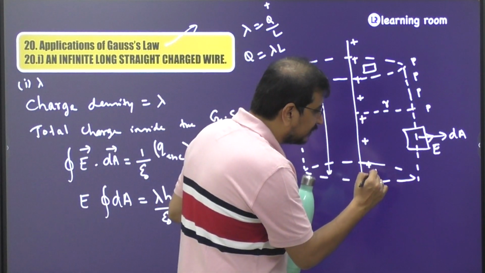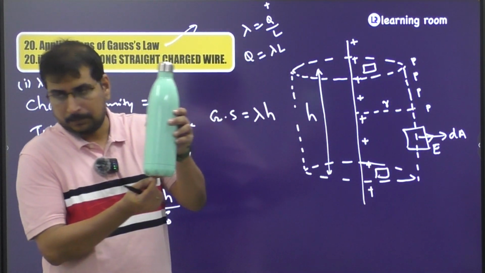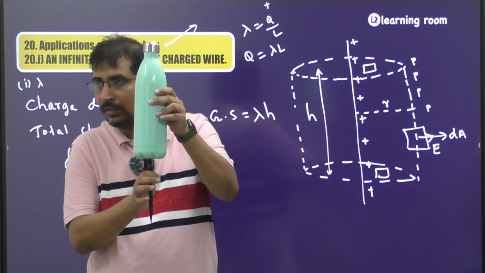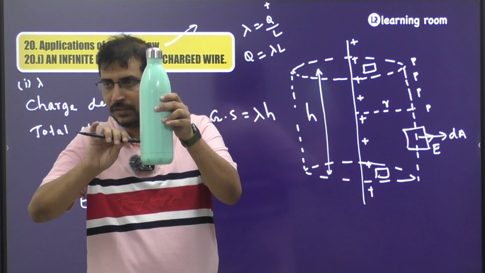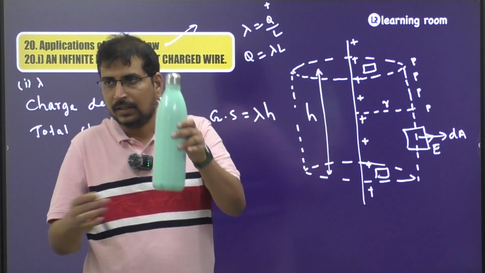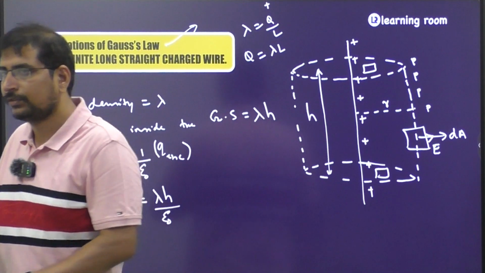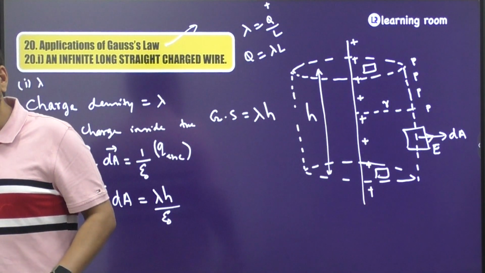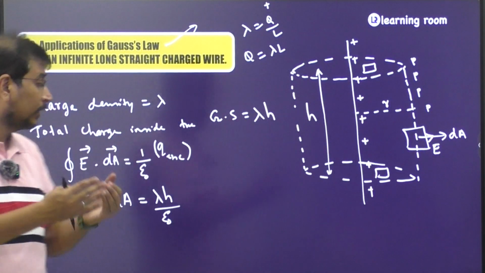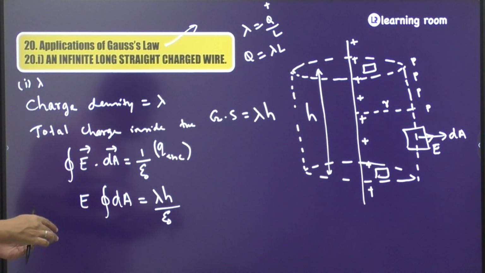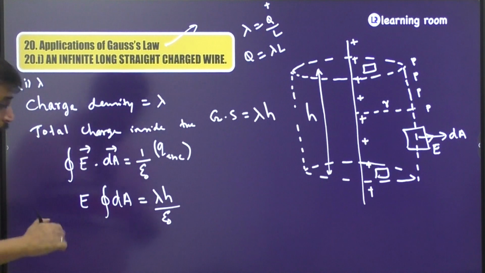Similarly, if I consider another dA at the bottom, the area vector is in the downward direction, and the electric field is in this direction. So what is the angle again? 90. So through this surface and this surface there is no contribution of flux. The flux is contributed only through the curved surface area. So the surface integral of dA in this scenario will give you the curved surface area of a cylinder.